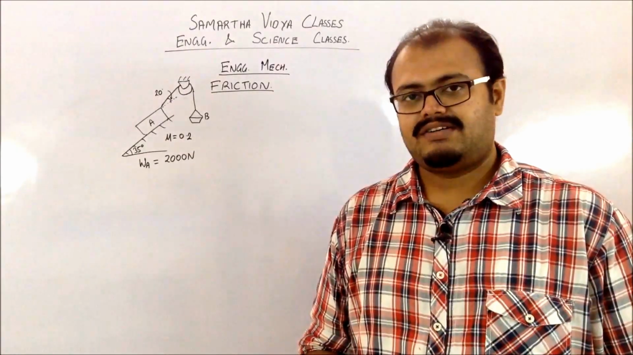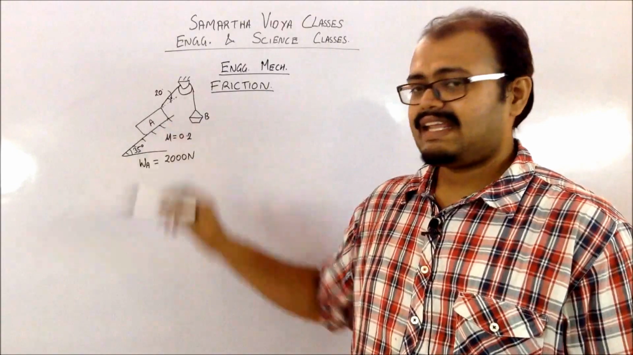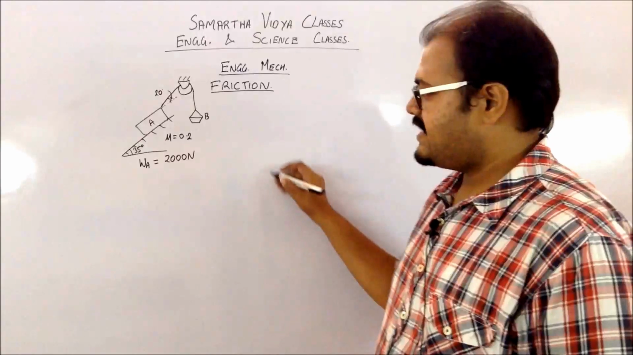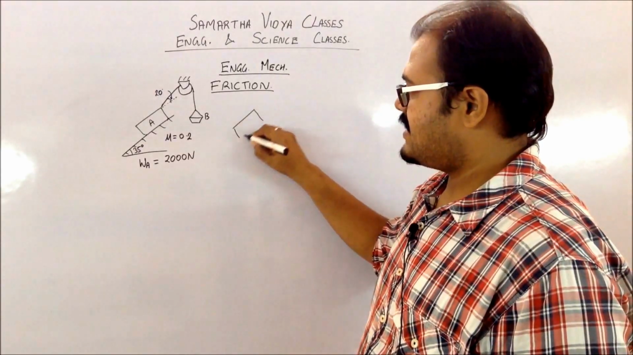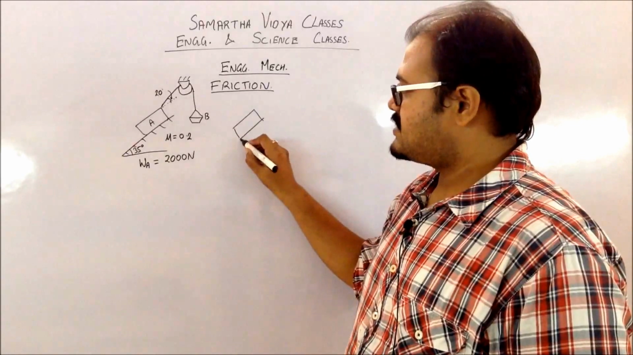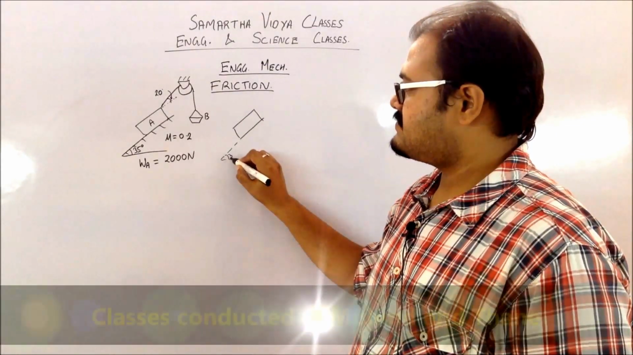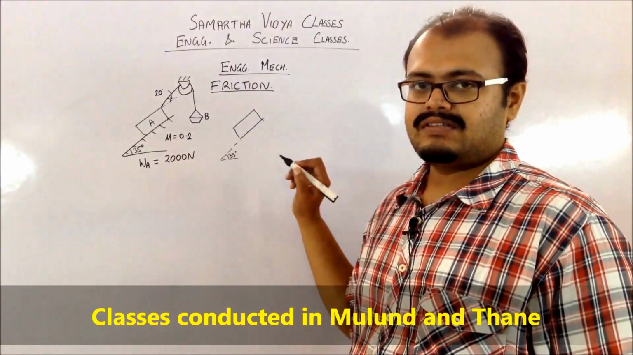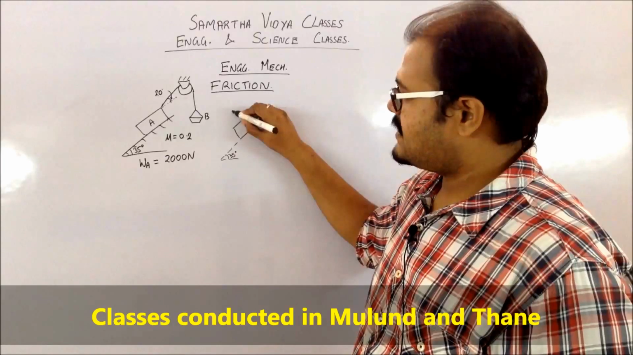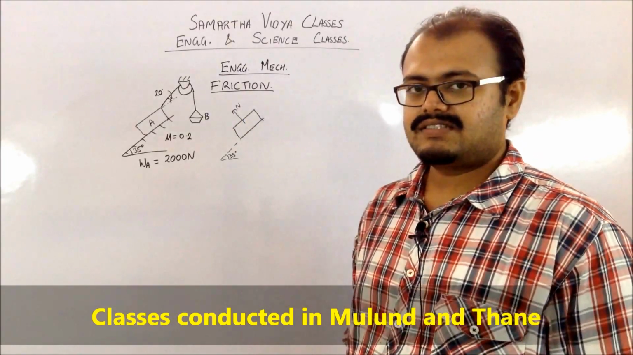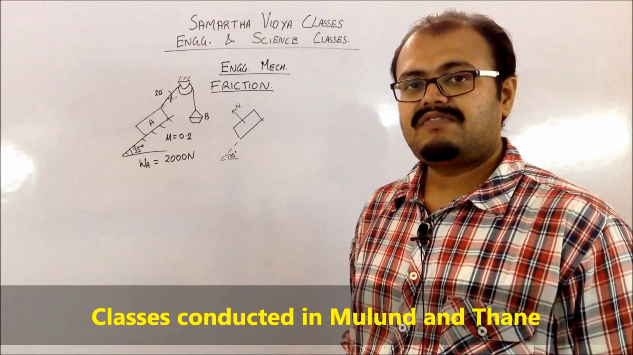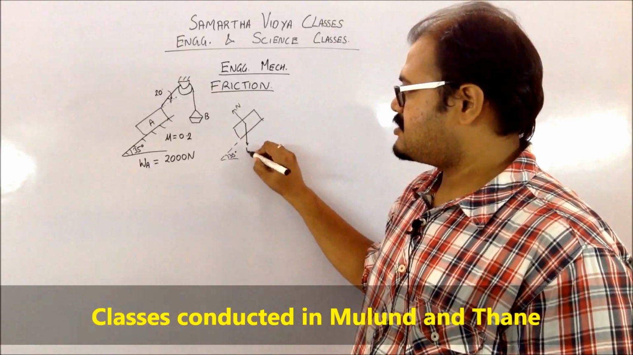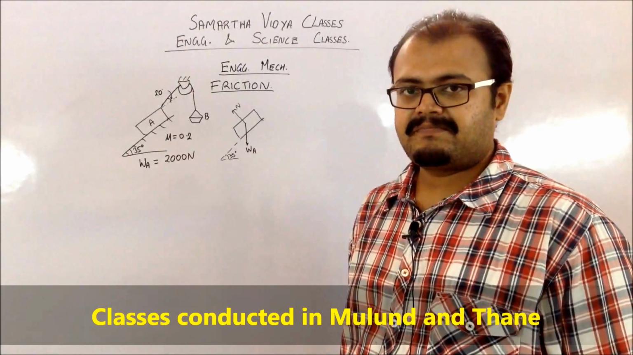So for that, what you need to do is understand the FBD of this particular block. So let us draw the FBD of A. A is inclined on this particular surface which is at an angle of 35 degrees. Since it is lying on this surface, it's going to have a normal reaction which is going to be perpendicular to the surface. It's going to have a weight which is going to be downwards. So this is going to be the weight of A.